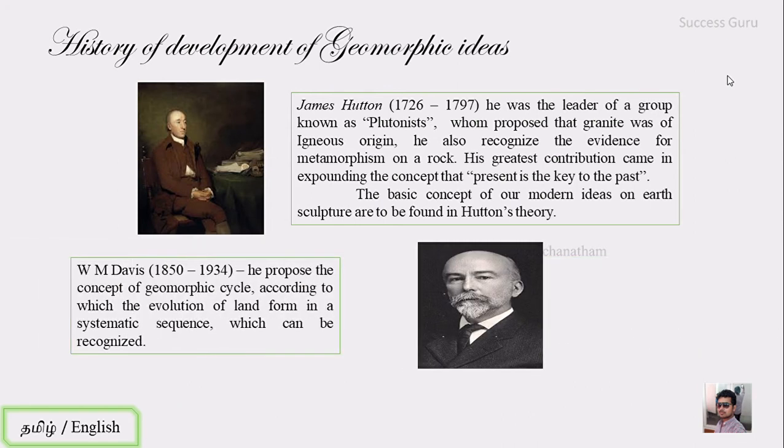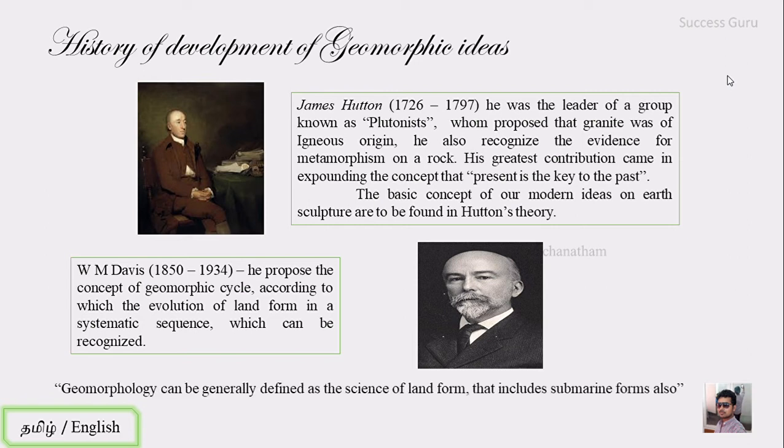And here comes Mr. W.M. Davis, and he proposed the concept of the geomorphic cycle, according to which the evolution of land follows systematic sequences which can be recognized by the landform features. According to him, landforms can be classified into three classes: the youth stage, the matured stage, and the old stage.